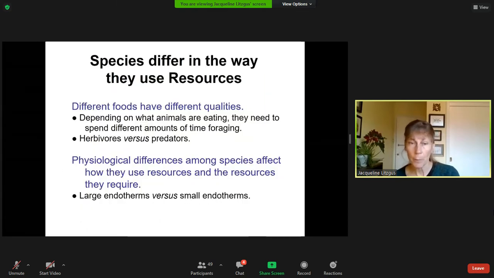Okay, so species also differ in the way they use those resources. Different foods have different qualities, right? So depending on what the animals are eating, they need to spend different amounts of time foraging. For example, herbivores feed on leafy plant material, and that material is low in protein. We've talked about this before, right? It's low in protein, hard to break down. They have those symbionts in their guts to help with that. So they need to take in a lot, and so they need to spend a lot of time foraging.